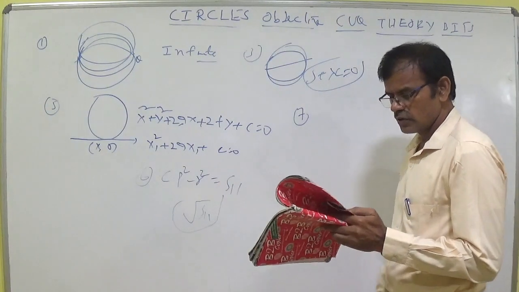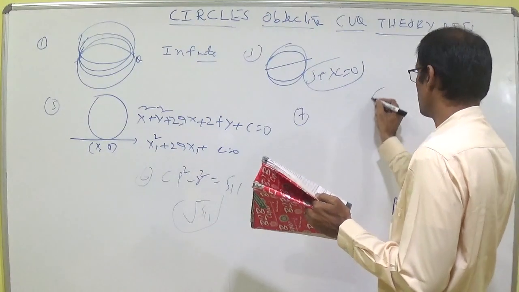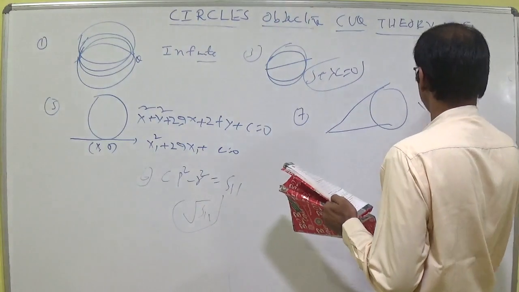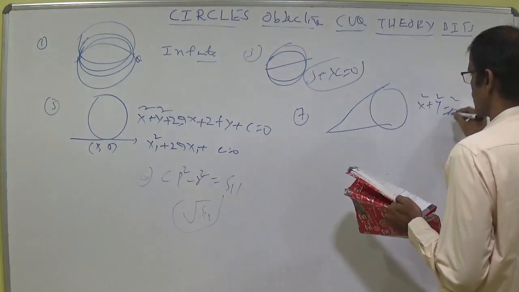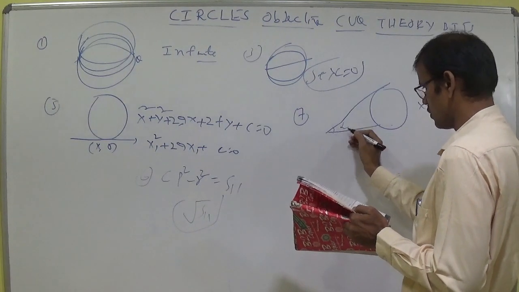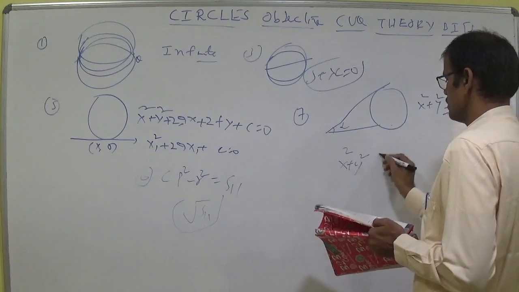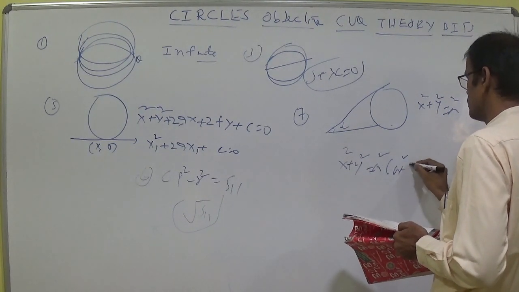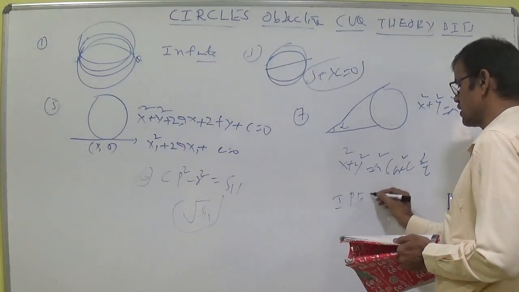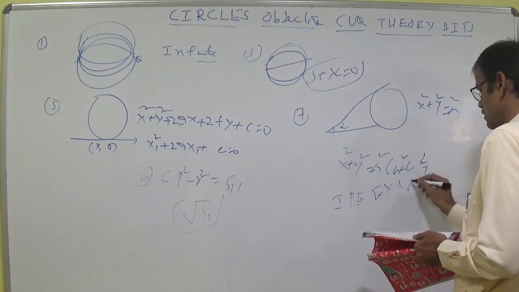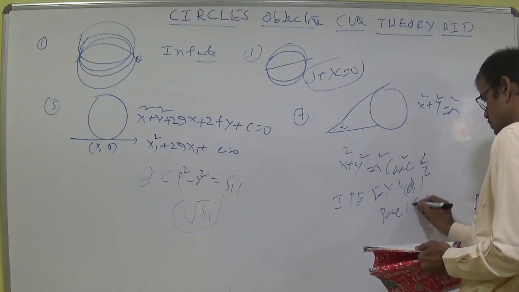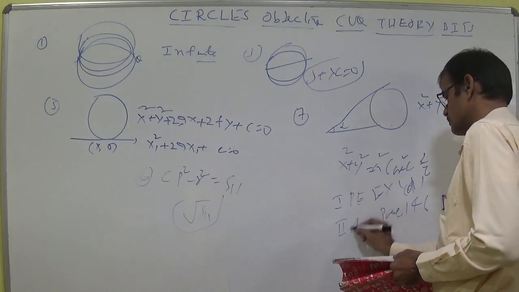Next, seventh question: locus of point of intersection of tangents drawn to the circle x square plus y square is equal to a square, where tangents are drawn including an angle alpha. The answer is x square plus y square is equal to a square cosecant square alpha by 2. See the IPE question, exercise 1D, page 146, Roman number 2, fourth question. See the question.